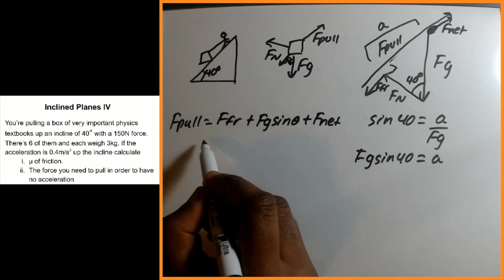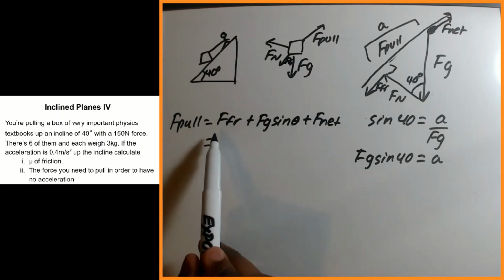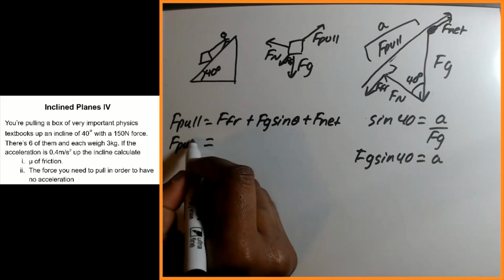All right, so let's go ahead and solve for mu. So first, let's break down its components. So F pull is just F pull. So we can't do anything there.